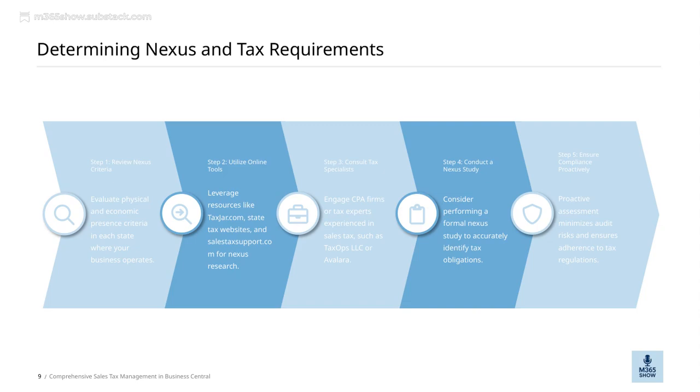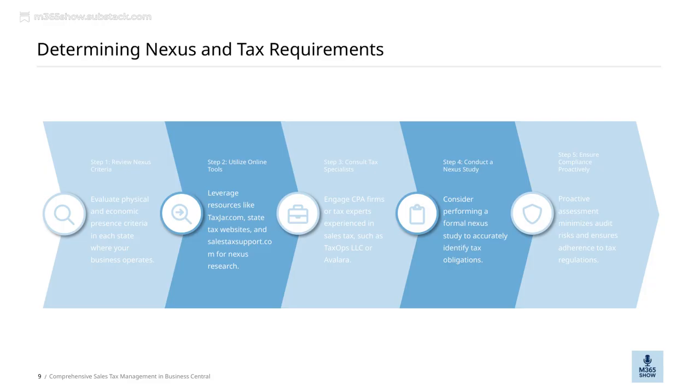Next, leveraging online tools is a smart move. Resources like TaxJar.com, state tax websites, and SalesTaxSupport.com can provide valuable nexus research and data that simplify this process. Once you've gathered initial information, consider conducting a formal nexus study. This step is vital because it gives you an accurate picture of your tax obligations, minimizing the risk of errors.